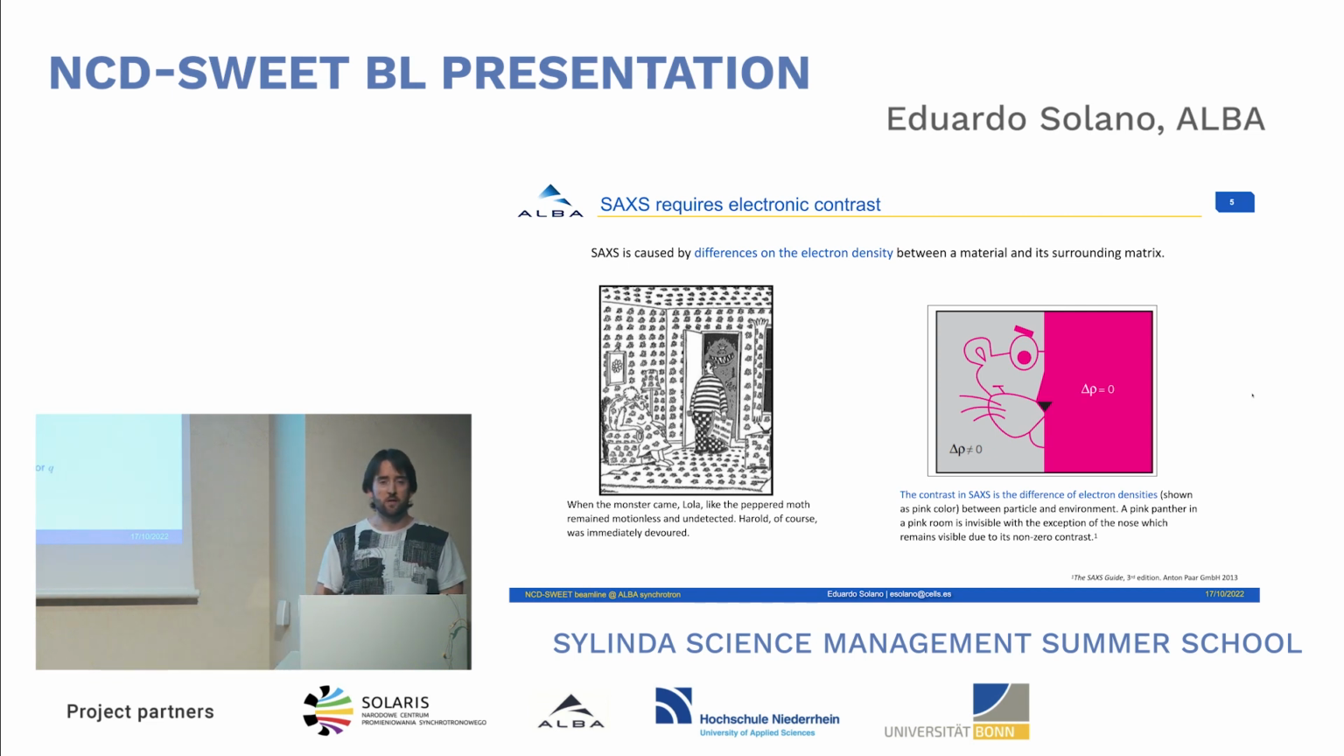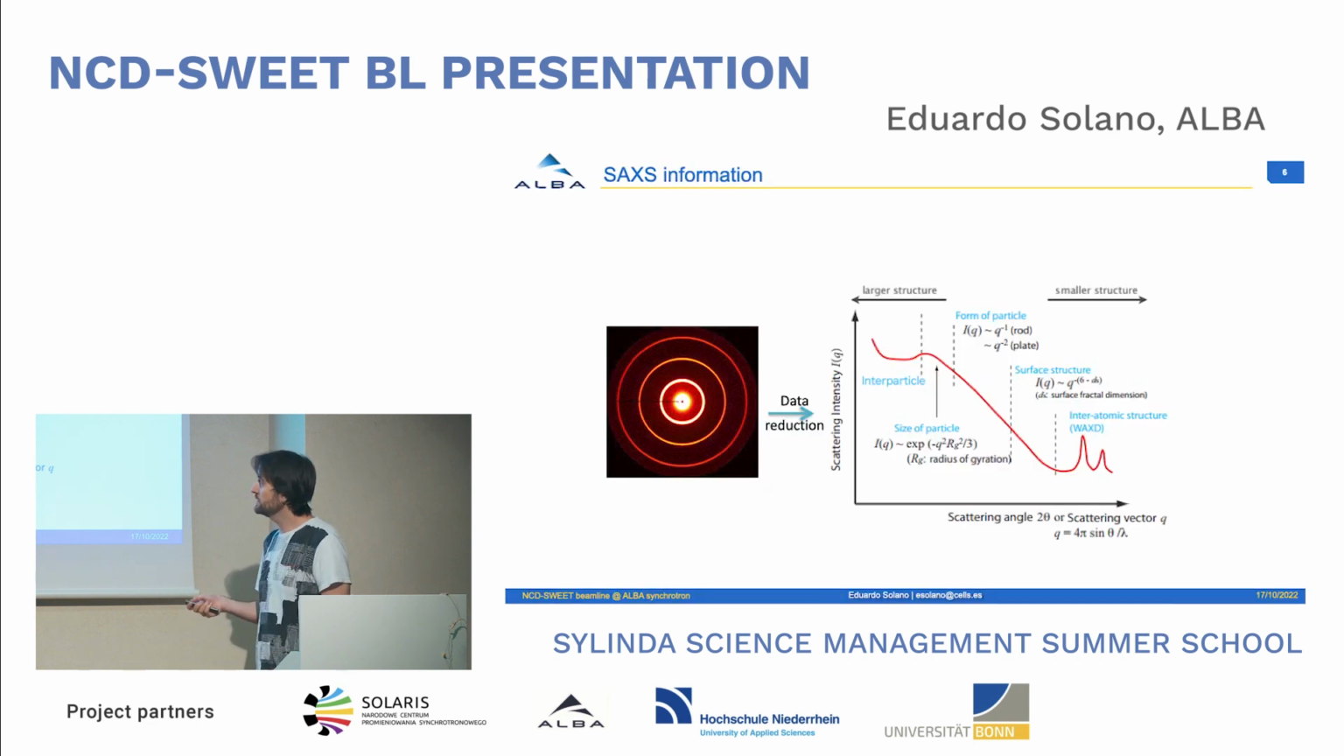What kind of information can we obtain? Similar to what Alexander presented, if we have the 2D image here, we can reduce it to 1D, but of course we are losing some information. We are losing the orientation information. But this is what most people do because they are working with powders and liquids. So we are reducing the data from 2D to 1D. And here we can obtain different information than with powder diffraction.